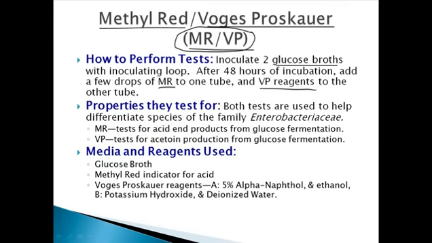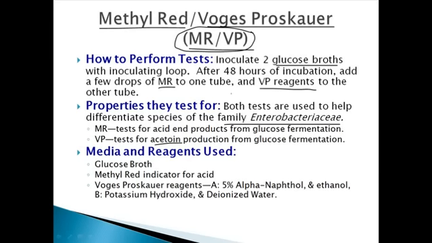In this case, both tests are used to help differentiate species of the family Enterobacteriaceae. The same sets of tests as in the previous test, indole, are used again for the same purpose. The MR test is for acid end products, and the VP test is for acetoin end product. So what do you mean by that?